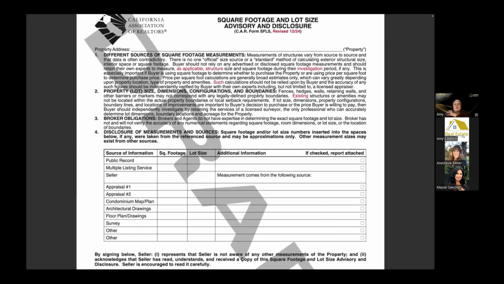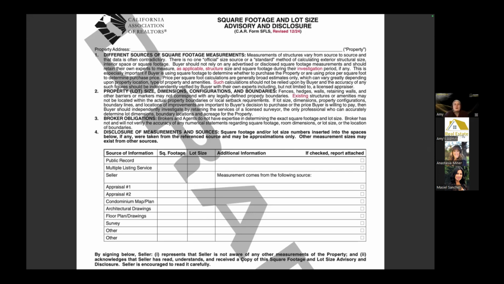Measurements of structures vary from source to source, and that data is often contradictory. There is no one official size source or a standard method for calculating exterior structural size or interior space or square footage. Buyers should not rely on any advertised or disclosed square foot measurements and should retain their own experts to measure as applicable structure size and square footage during their investigation period. Okay, then it added such calculation should not be relied upon by the buyer.